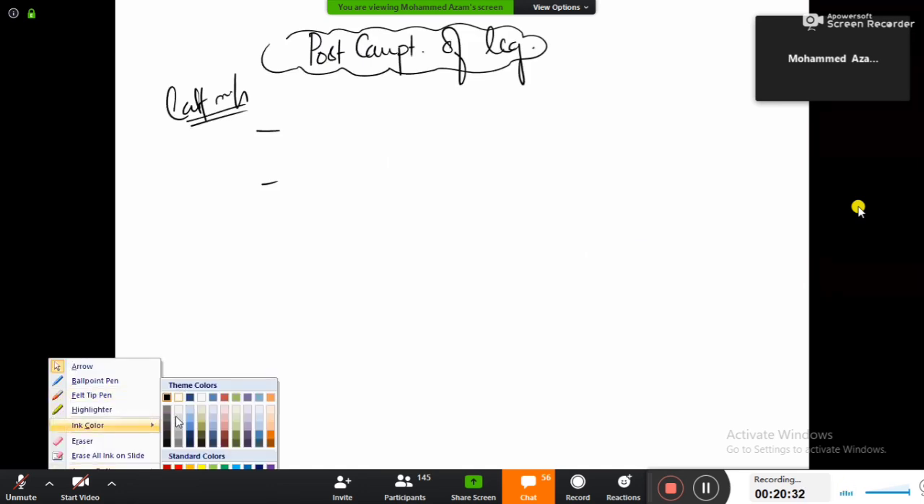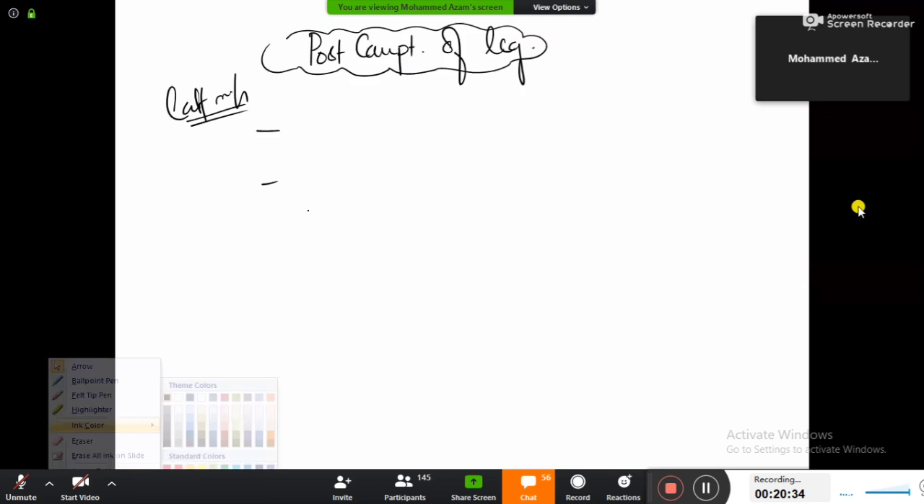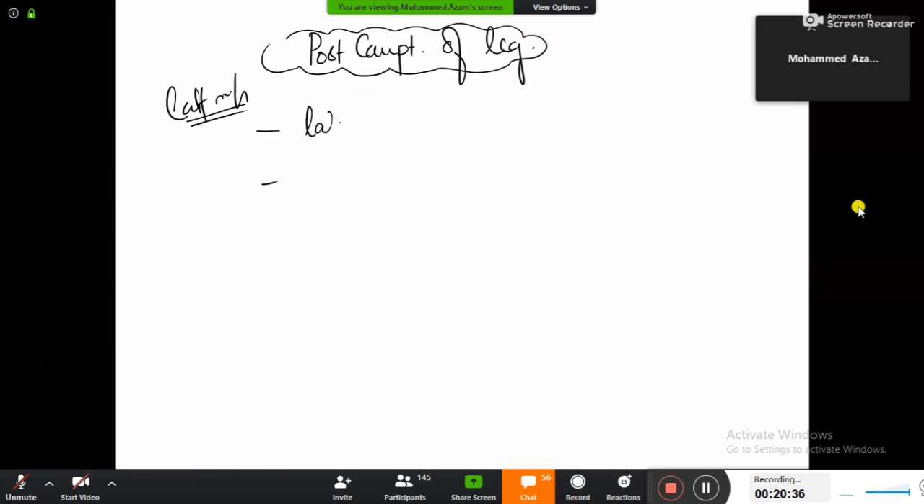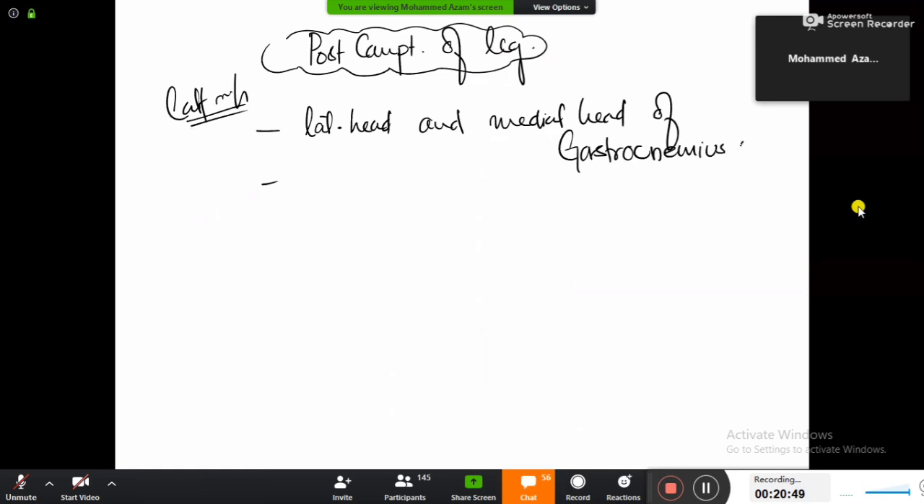Now in this diagram, we have seen the two muscles. Write down the two muscles there first of all. Lateral head and medial head of gastrocnemius. Okay, and after that, below the gastrocnemius, you're able to find one more muscle, that is the soleus muscle. So first you're having gastrocnemius and then we'll be having soleus.